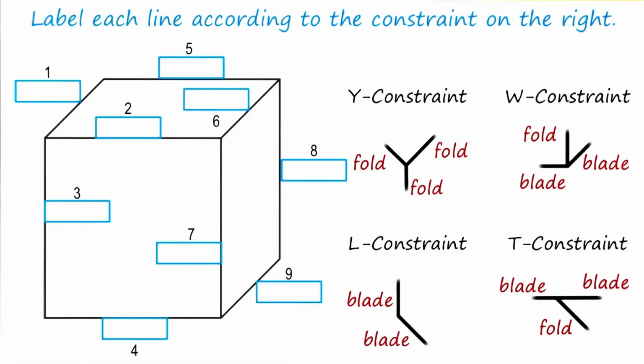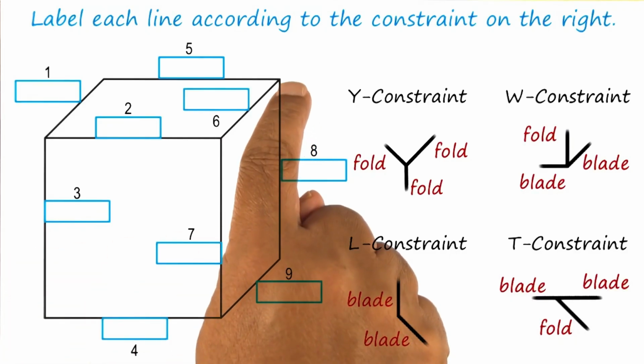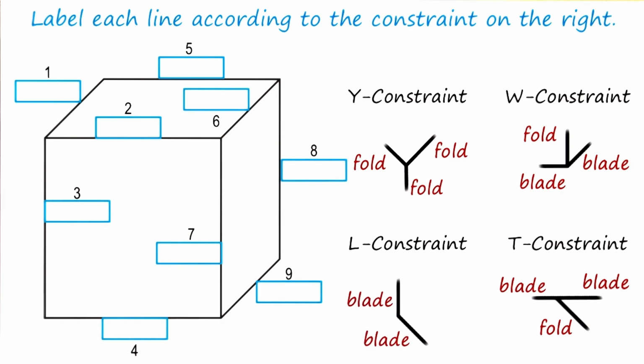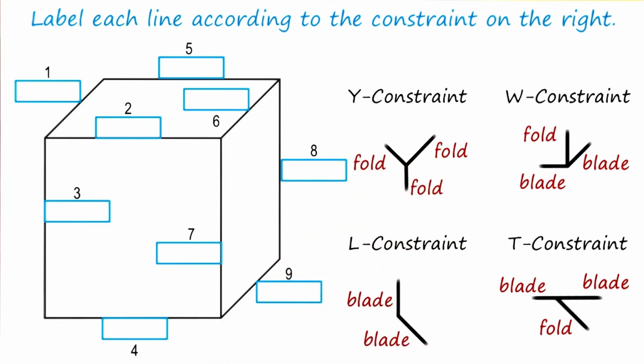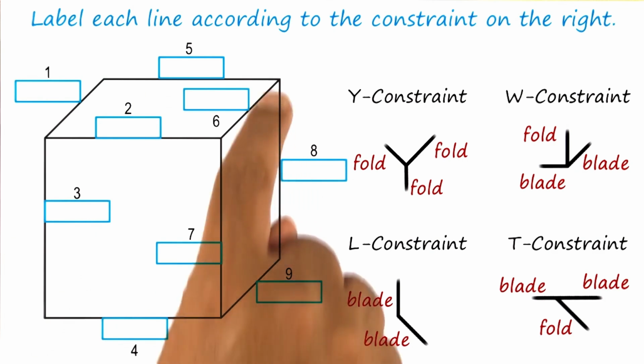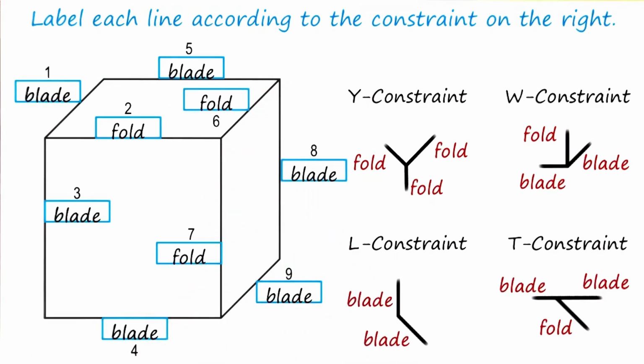Let us do another exercise together. We have identified the type of each of these junctions. Let us now use the constraints for each type of junction to identify the type of each of these edges. For each of these boxes, write either fold or blade for the type of the edge. What did you write, David?